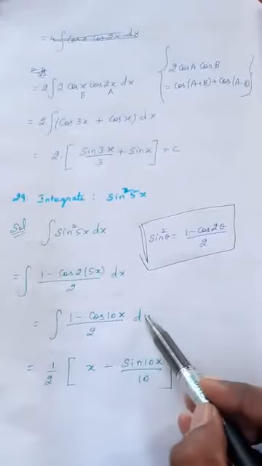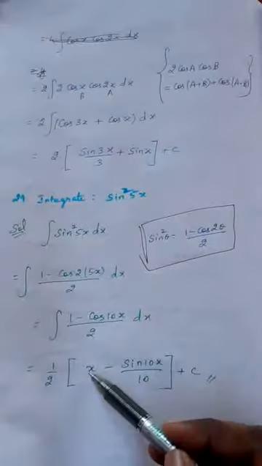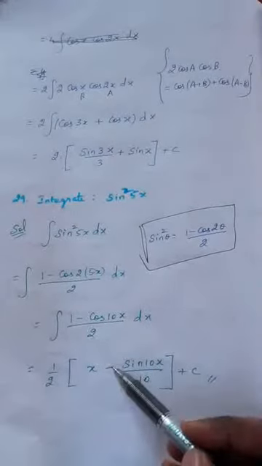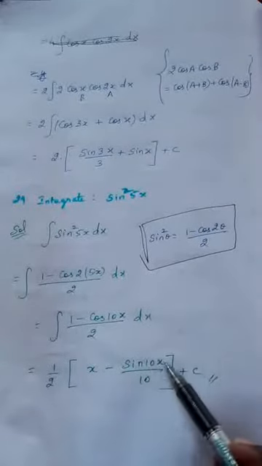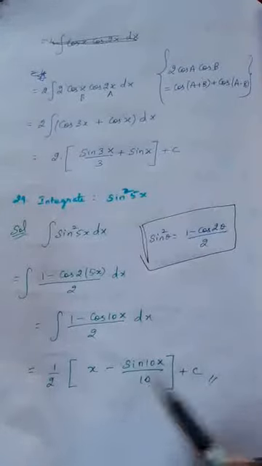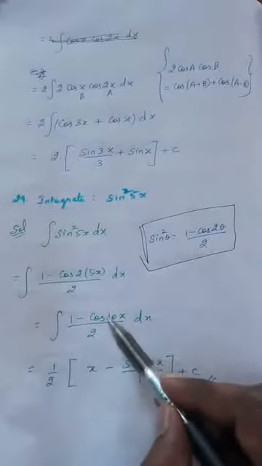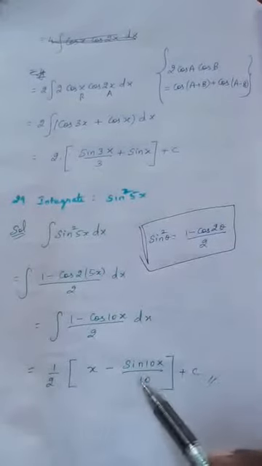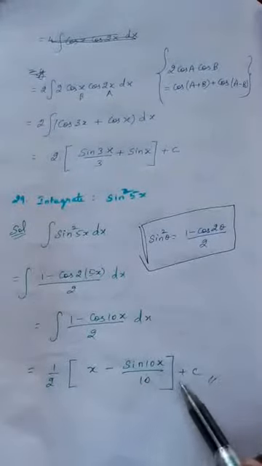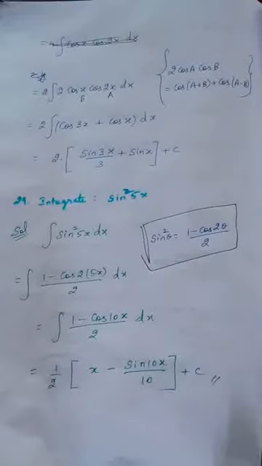So this 2 is taken outside as 1 by 2. Integral 1 into dx, integral dx, answer is x. This minus sign is written. Cos 10x dx, answer is sin 10x by 10. Why this by 10? Because in place of x, 10x is present. Differentiating 10x again, 10 will come. That should be written in the denominator, plus constant of integration.